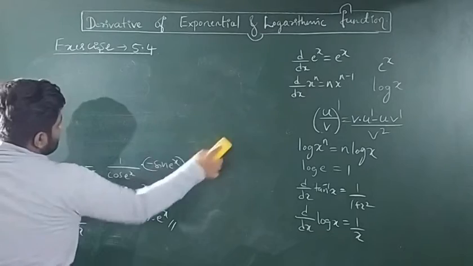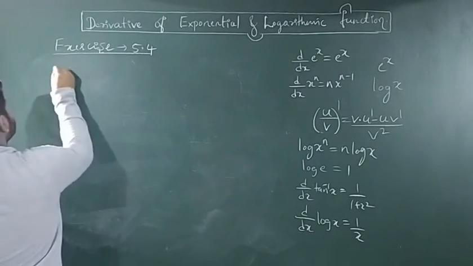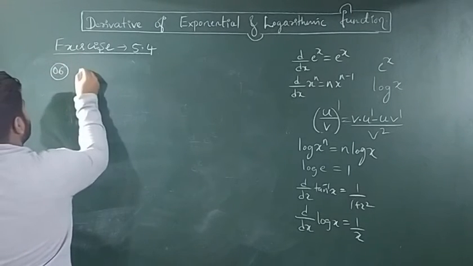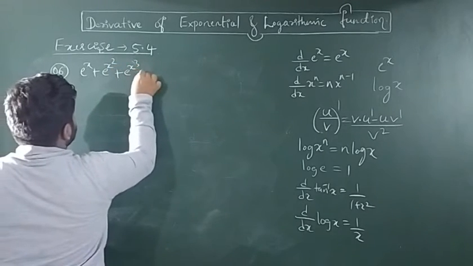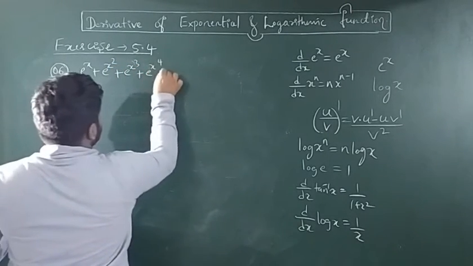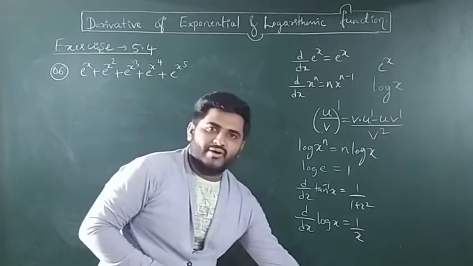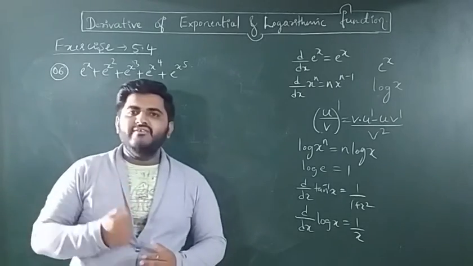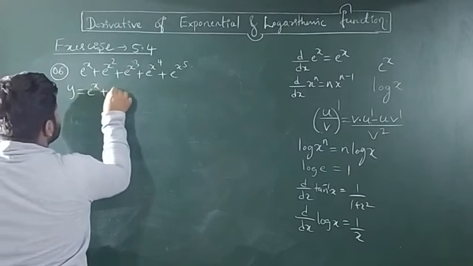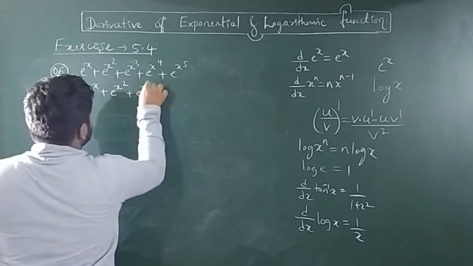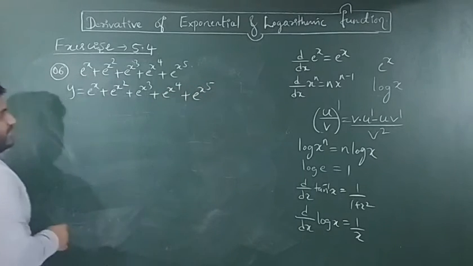I hope you understood. Sixth example. e raised to x plus e raised to x square plus e raised to x cube plus e raised to x raised to 4 plus e raised to x raised to 5. So we are given with this function. So what is our aim? We have to find the derivative of this one. So treat the given function as a y. y equal to e raised to x, e raised to x square, e raised to x cube, e raised to x raised to 4 plus e raised to x raised to 5.